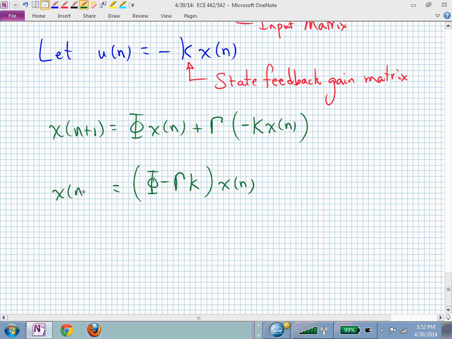This is now x of n plus 1, and I might call this a new matrix, phi sub c. Instead of being the open loop, we've now modified the open loop dynamics to be closed loop. This is what I would say phi is now, the closed loop system matrix.